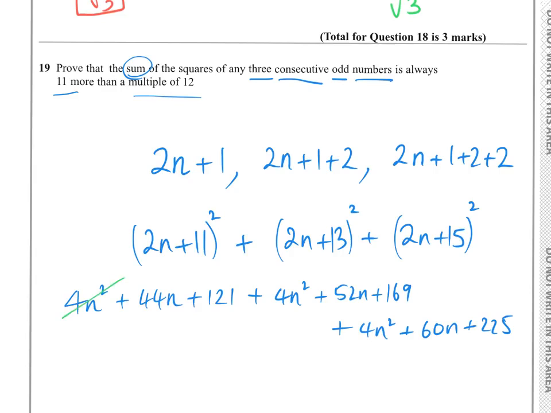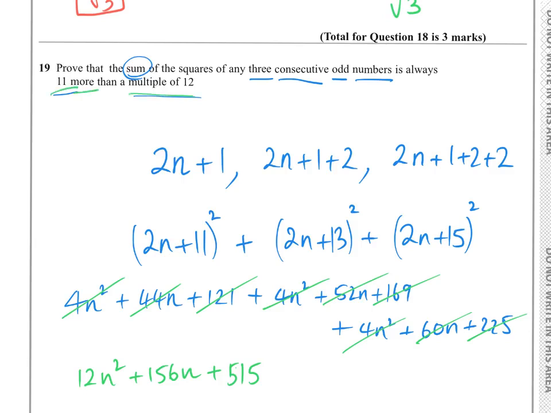And then if we add these up, 4, 8, 12, well that's useful, 12n squared, 44 and 52, that's 96, and 60 is 156, n, and then 121 and 169 is 290, plus 225, that's going to be 515. So let's have a look. 11 more than a multiple of 12.